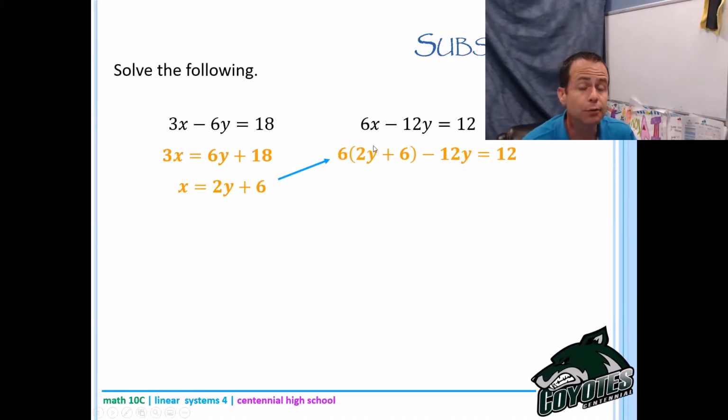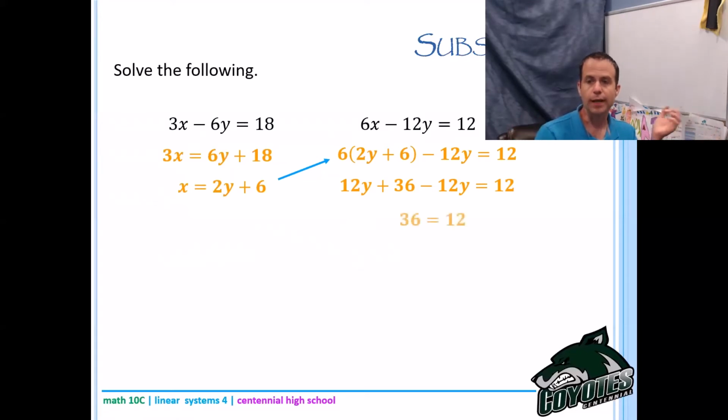So I need to get rid of the brackets first. So I'm going to multiply by 6. That's going to give me 12y and 36. And then minus 12y equals 12. Now, something fun happens here. 12y minus 12y is nothing. It's gone. It's 0. Do you agree? Okay, so I get a statement that reads 36 equals 12.